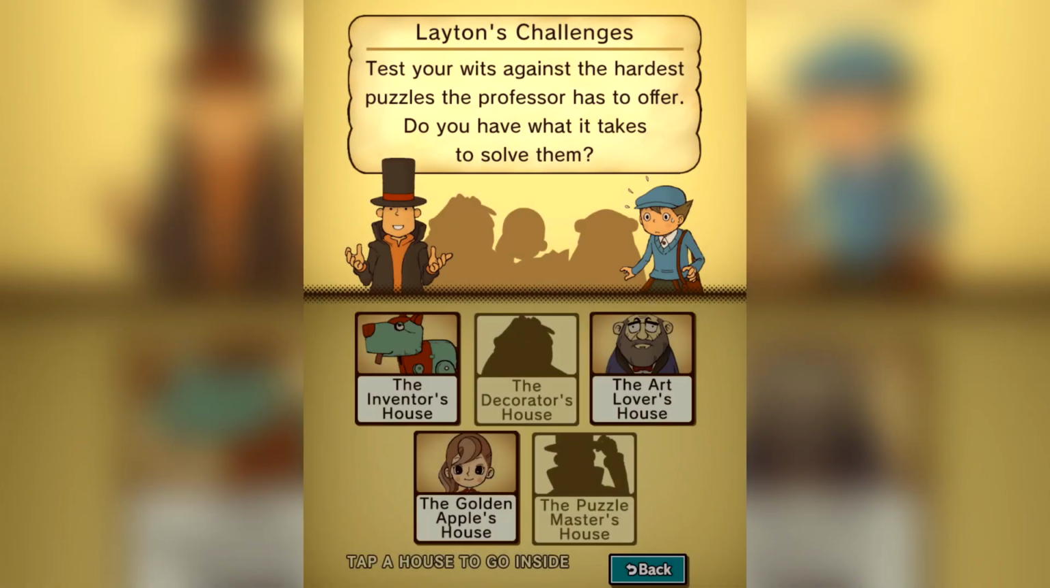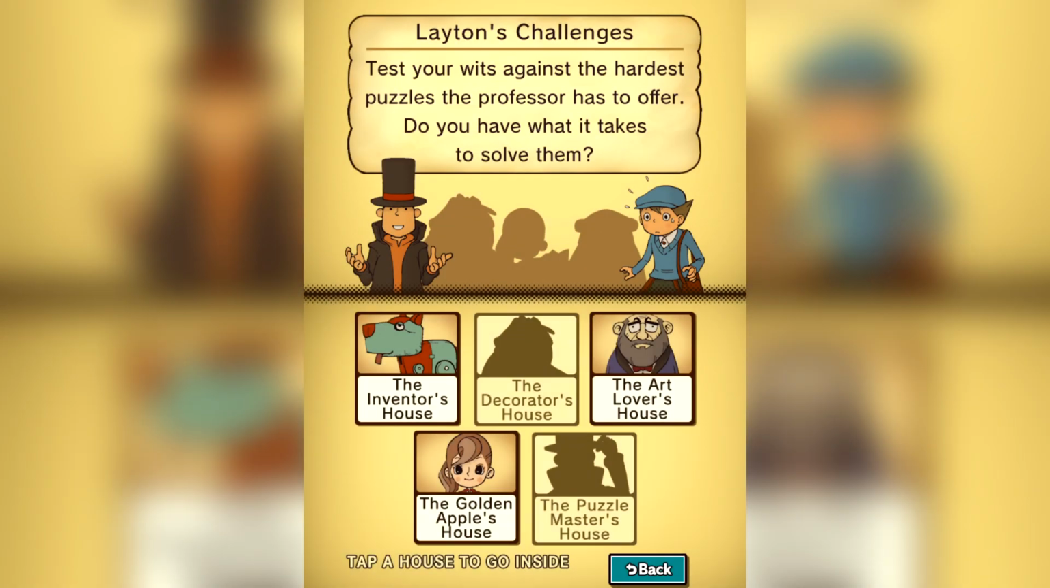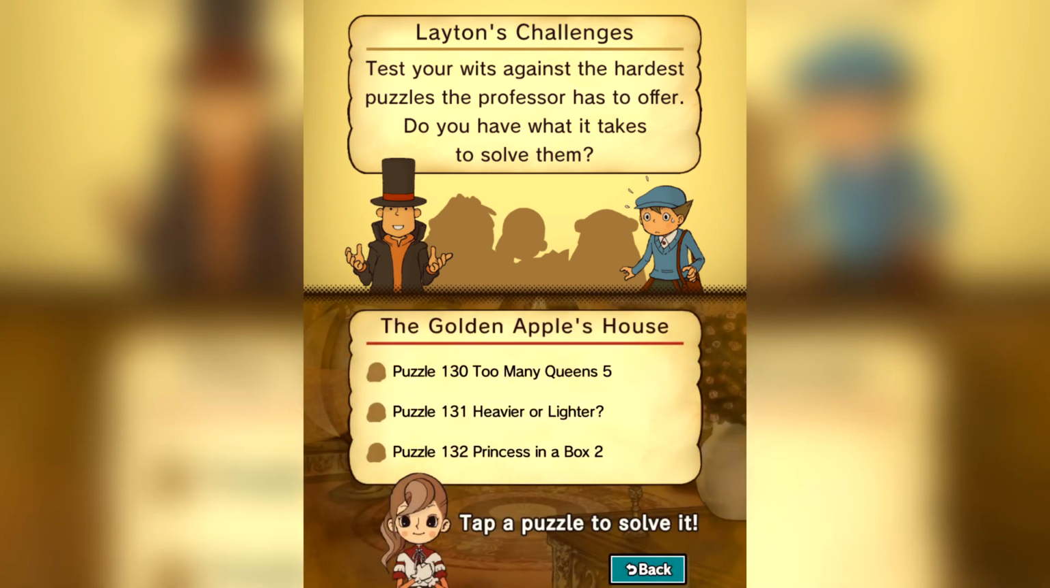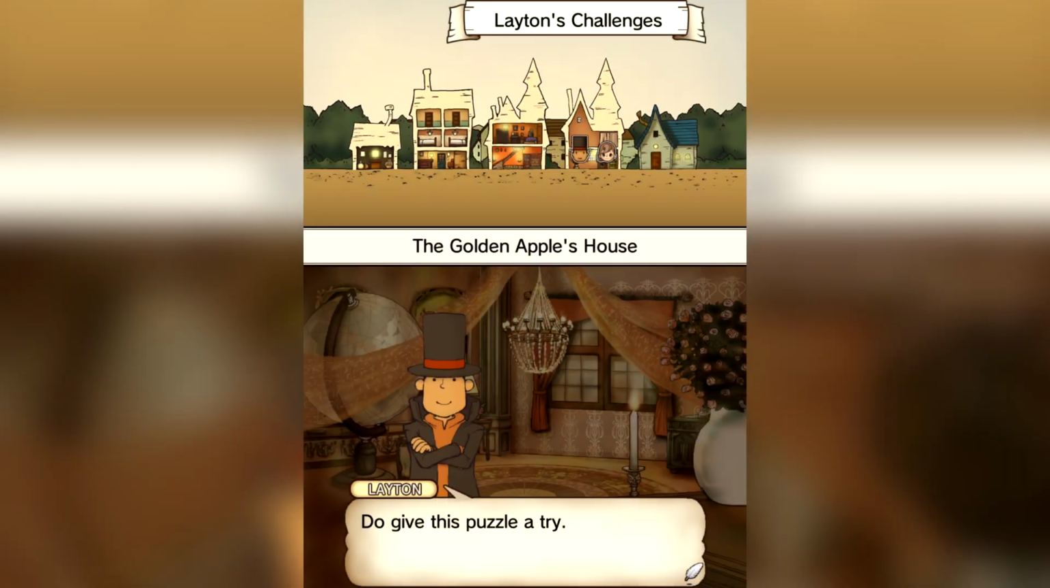Alright, so that's all the ones in this house. Moving on to our final house, the Golden Apples house. Too many queens. Okay, so some of the puzzles I had to solve off camera to get all the remaining painting scraps for the Too Many Queens puzzles, and they were a pain. So I can't wait to solve some more. Give this puzzle a try.